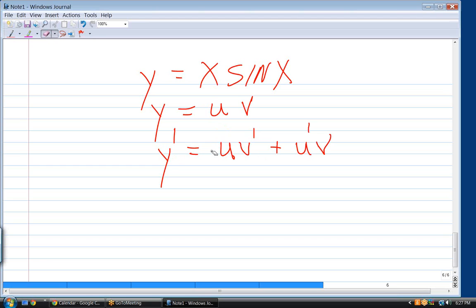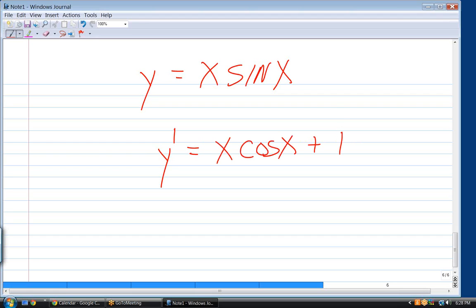But, so let's apply it to this problem. What is y prime going to be? It's going to be x times cosine x plus 1 times sine x. In other words, this is this times the derivative of that plus the reverse. The derivative of x, which is 1, times the original, sine x. With me? Yeah. Okay.